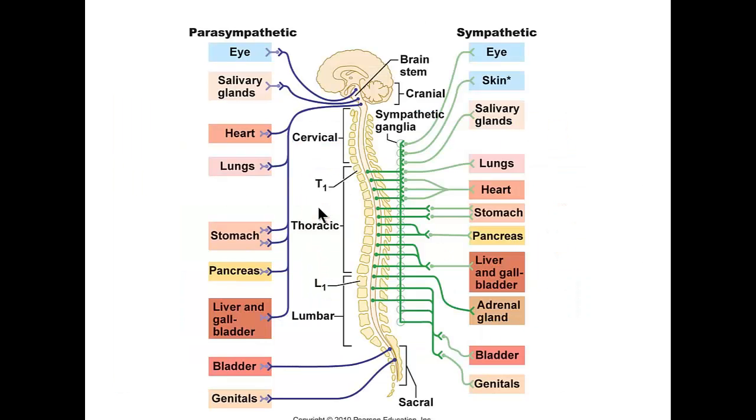So let's talk about the difference between the parasympathetic and the sympathetic nervous system, those neurons. So when you, yes. Number 2 in the packet.